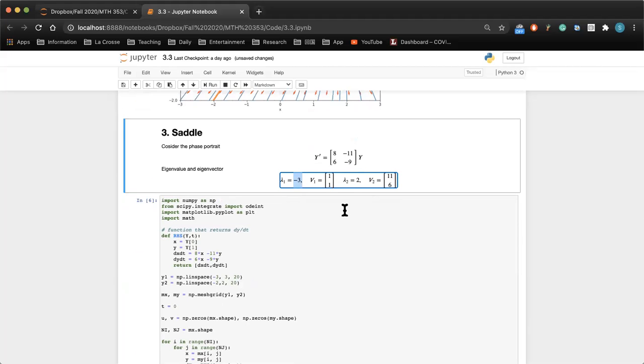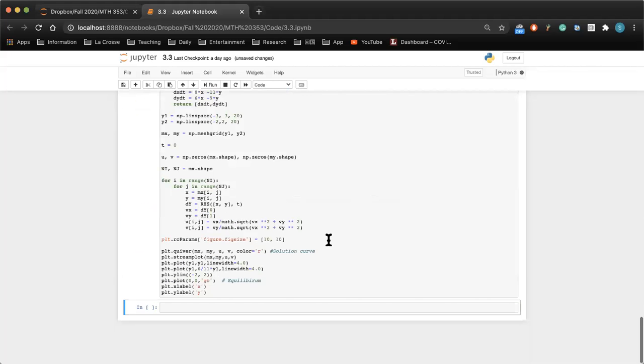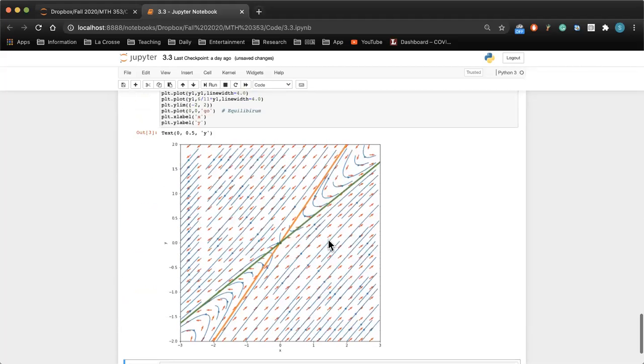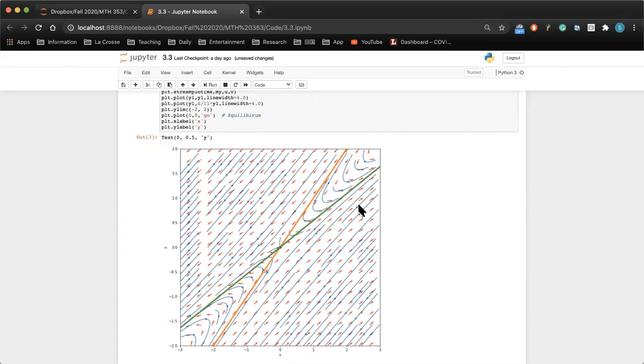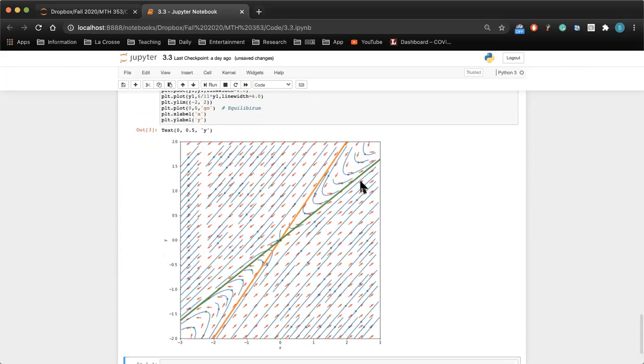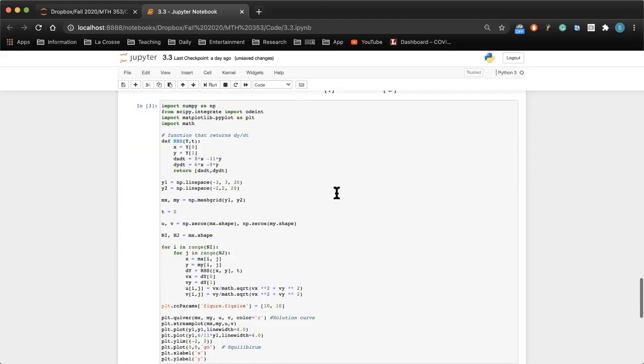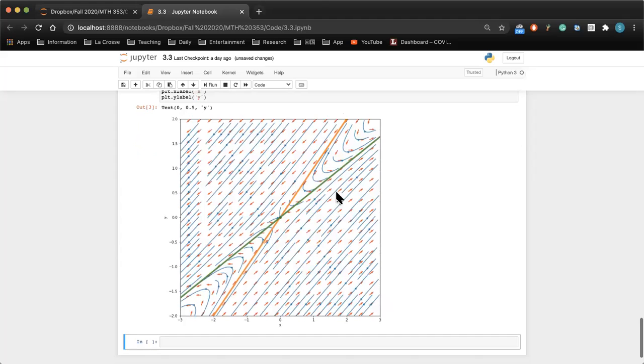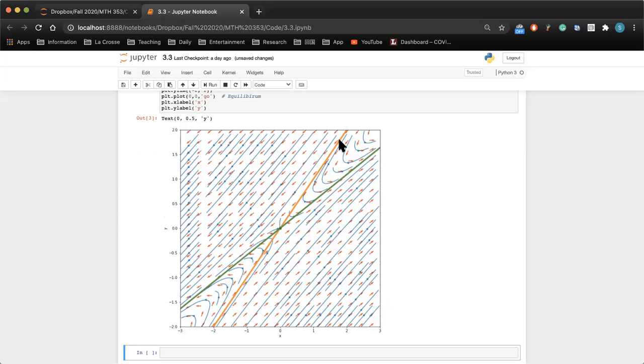Moreover, in the direction of 1, 1. Actually, it's hard to see which one is 1, 1. Let me see. The green one is actually 11, 6. I should pick something else, but either way. The orange one is 1, 1. Okay, you can see it's coming in. The green one is actually 11, 6, so that one's going out. Together you have something like a saddle.